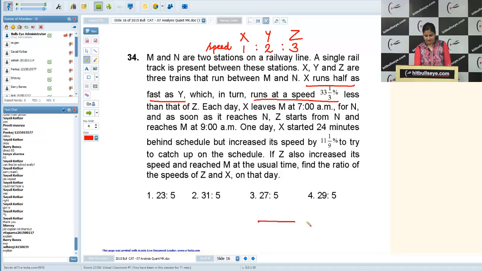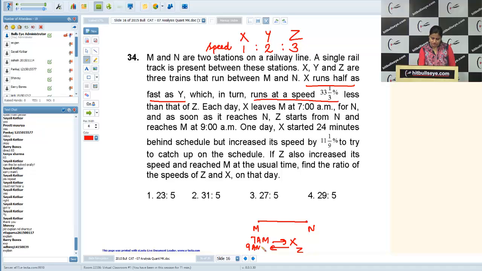Because there are 2 stations, M and N, and there is a single railway track, at one time only 1 train can move. Each day, X leaves M at 7 a.m. for N, and as soon as it reaches N, Z starts from N and reaches M at 9 a.m.